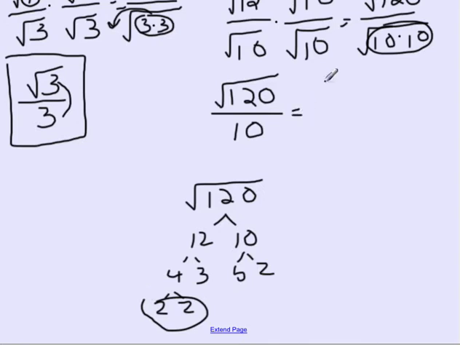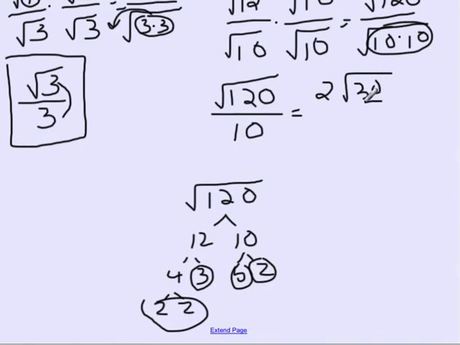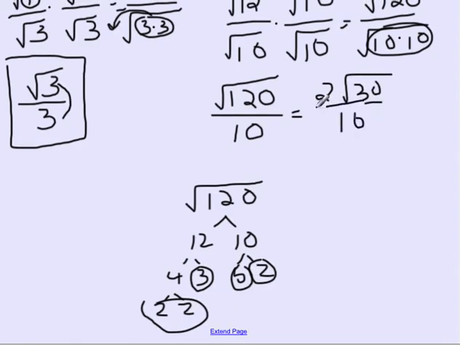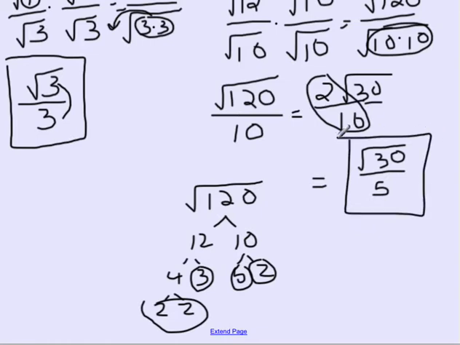So then I end up getting 2 times the square root of 3 times 5 times 2, which is 30, divided by 10. So now what I notice is this 2 and this 10 are both on the outside of the radical, which means I can reduce that fraction. 2 divided by 10 ends up being the same as 1/5. So that's the square root of 30 divided by 5 when you reduce that fraction.